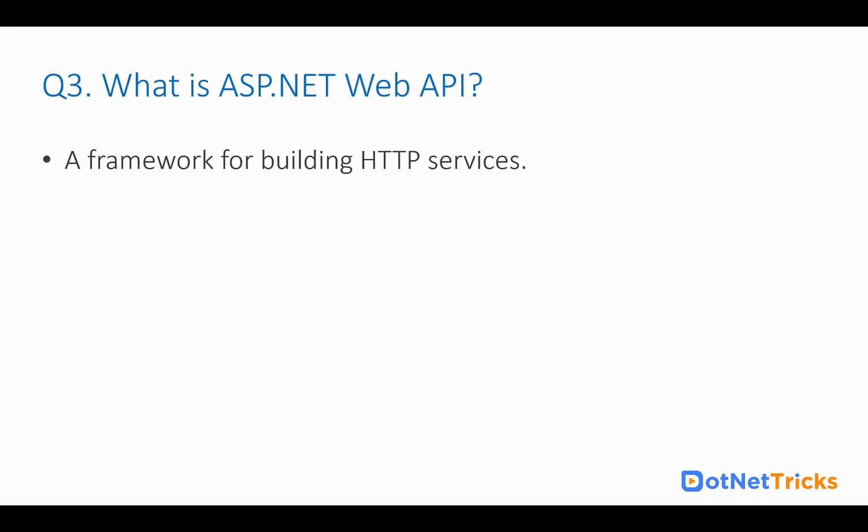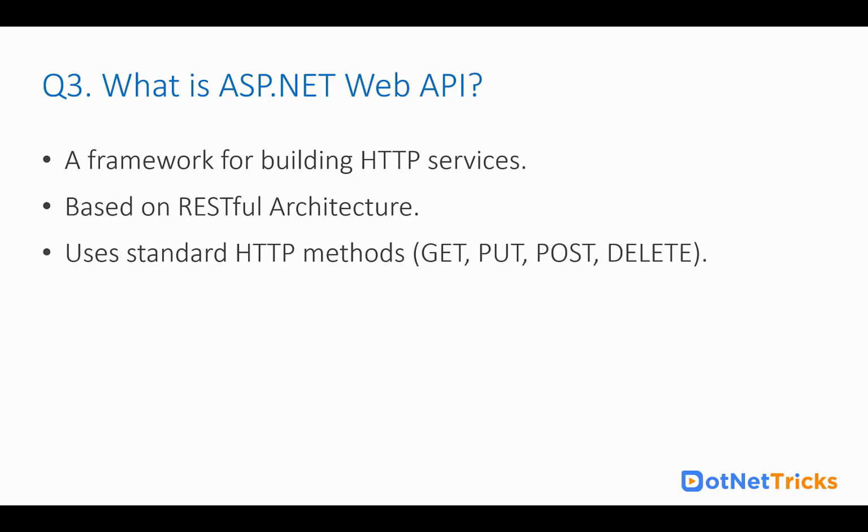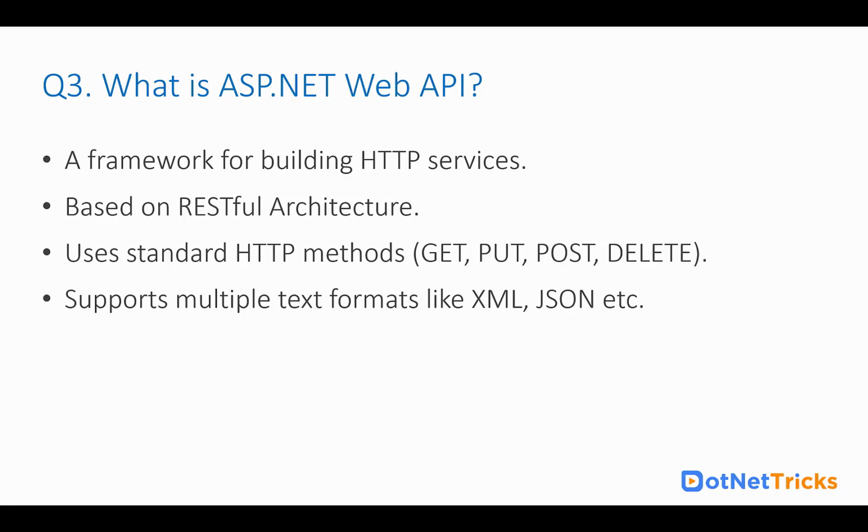ASP.NET Web API is a framework for building HTTP services. And ASP.NET Web API is based upon the RESTful architecture, which we discussed in the previous slide. So that's why we use the REST protocol standard verbs like get, post, put, delete, head, patch, like any other verb we use. And Web API supports multiple text formats. Like here we can export the data in XML format or in JSON format. And it is completely stateless.